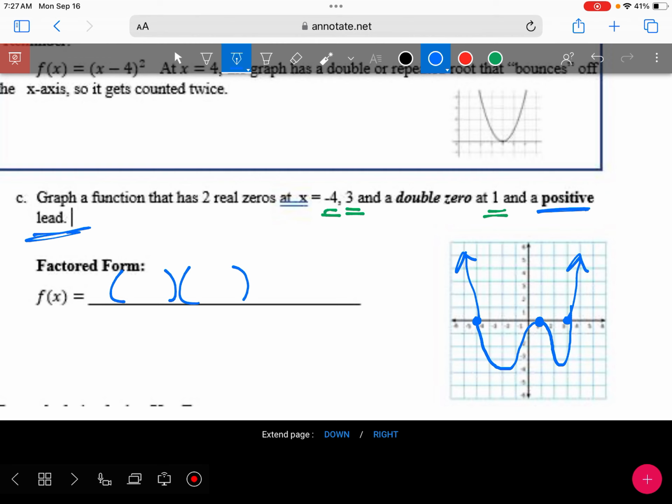So we only have 3 parentheses. So for the first one, I'm going to put a +4. The second one, a -3. And the third one, a -1. Except that -1 is squared because it's a double root.